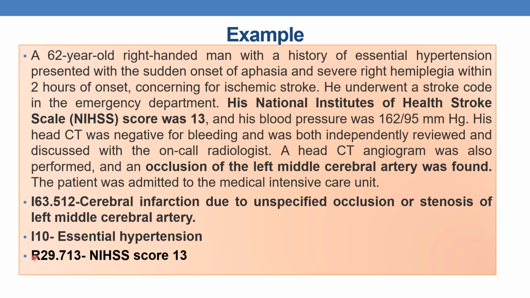And next, the NIHSS score, R29.713, which indicates an NIHSS score of 13. Here you can see the score was 13. And these codes should be only given as SDX, not as PDX. By this, we complete the guidelines for chapter 18.